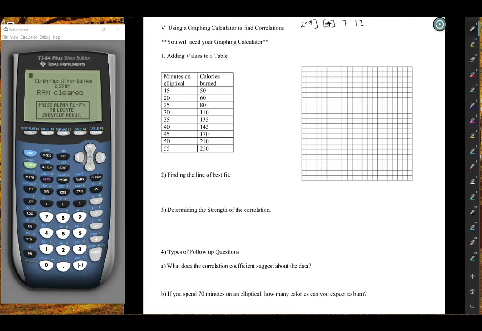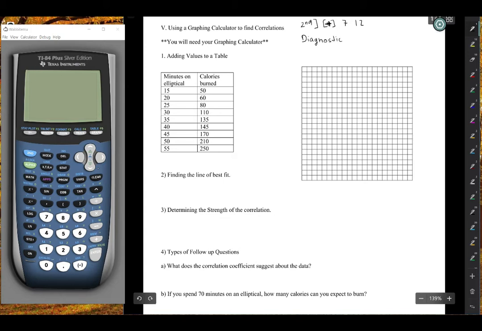Now, some things we have to do first, okay? First, we need to turn on something known as the diagnostics. So to find the correlation coefficient, we need to turn on diagnostics. Diagnostics just is going to give us our R value.